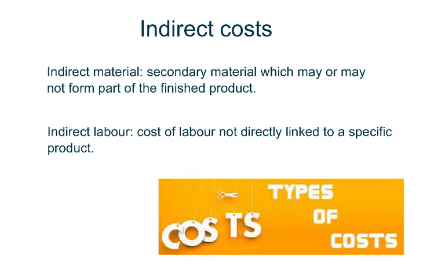Indirect cost then, indirect material is the secondary material which may or may not form part of the finished product. So when we manufacture or build a table, we will have the wood, we will have some glue or nails. Now those are the indirect material. Indirect labor is the cost of labor that's not directly linked to this product.